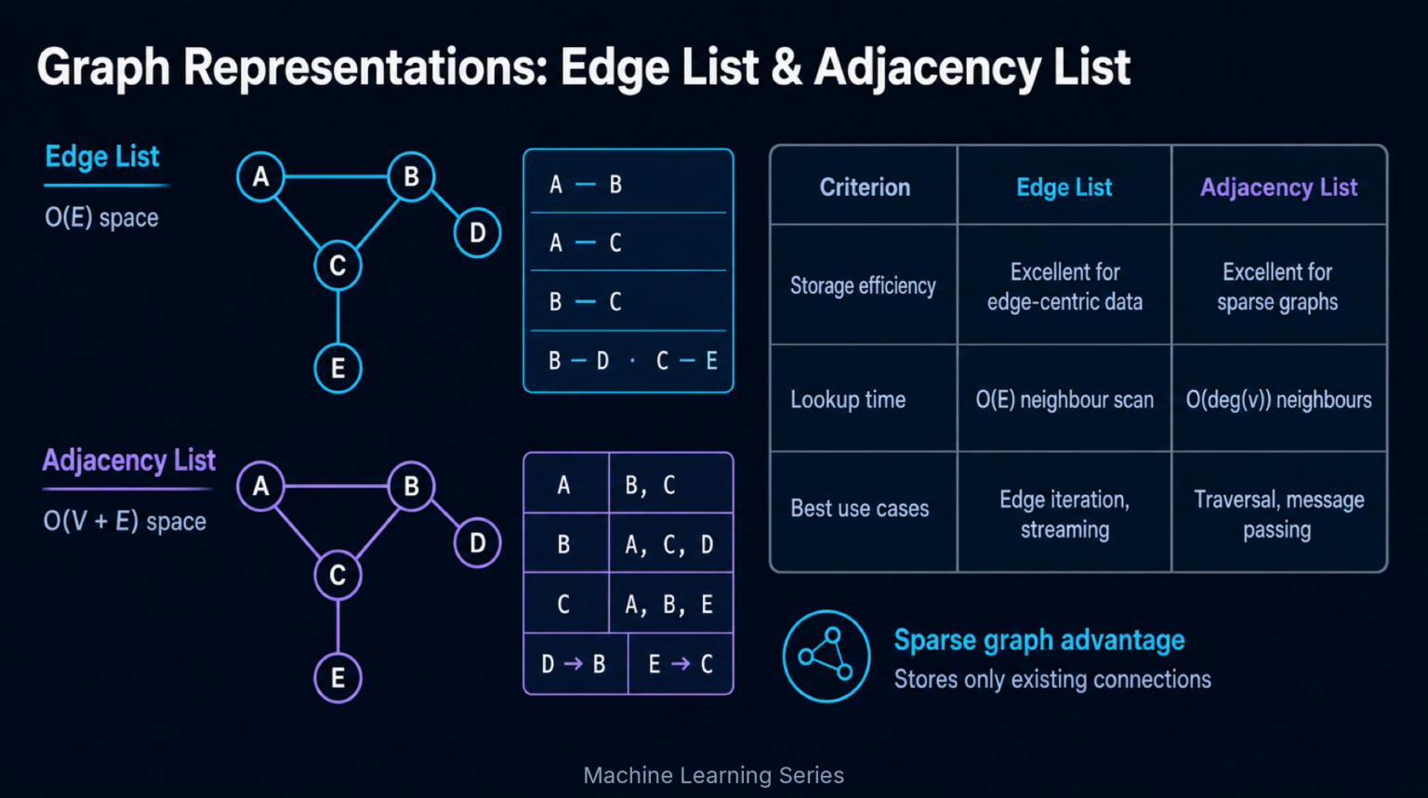Node A might have neighbors B and C, node B has neighbors A, C, and D. This uses O(V+E) memory and makes finding all neighbors of a node very fast, which is exactly what we need for graph traversal algorithms. In practice, adjacency lists are the go-to representation for most graph algorithms, especially on large, sparse networks.